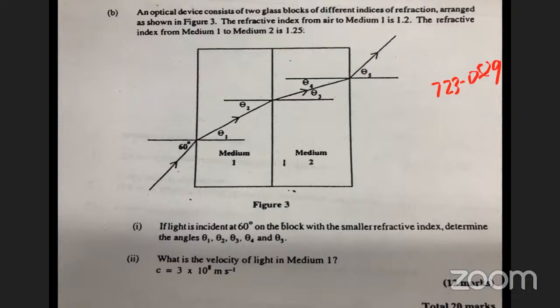I have tried this here. Okay, so the first part is what? They give you the angle of incidence at 60, they want you to find all the angles: theta 1, theta 2, theta 3, theta 4, theta 5. All.